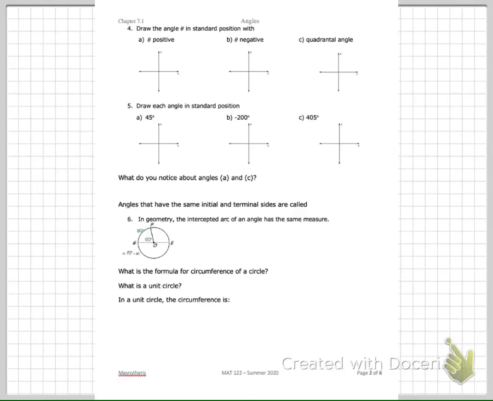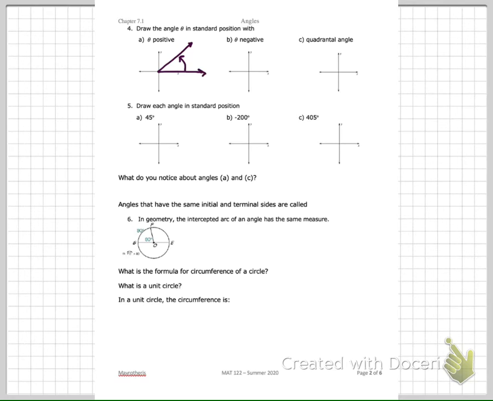So here are the notes for 7.1 angles. This is page 2. So we're going to start by drawing angles in standard position. When an angle is positive, that means we are moving in the counterclockwise direction. We have this arc in here to show us actually which direction that angle is going.